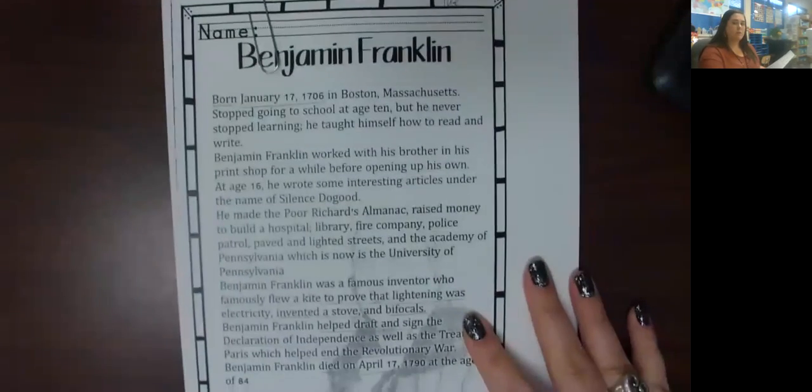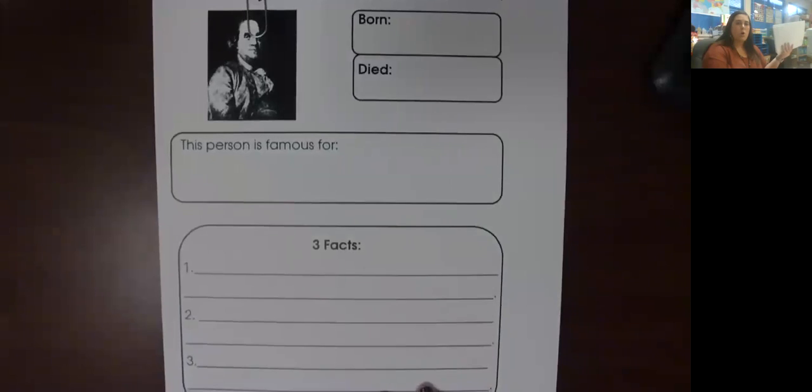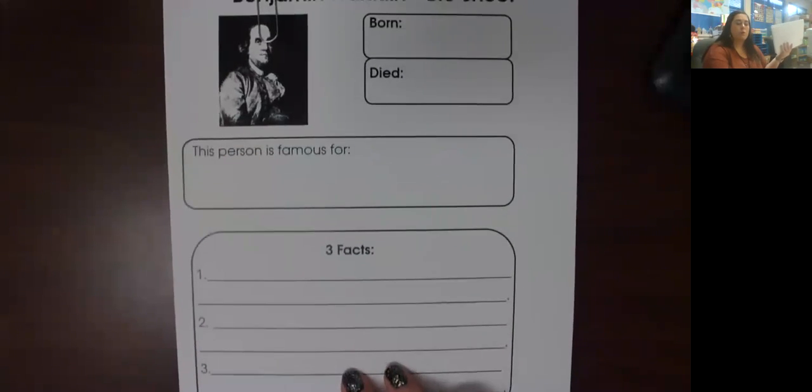Don't forget that you do have social studies. You're going to be doing it over Benjamin Franklin. You have this page that tells you a little bit about Benjamin Franklin. And then you're going to fill out this page. When he was born, when he died, what he was famous for, and 3 facts about him. And then you'll cut this out and glue it into your yellow social studies journal.